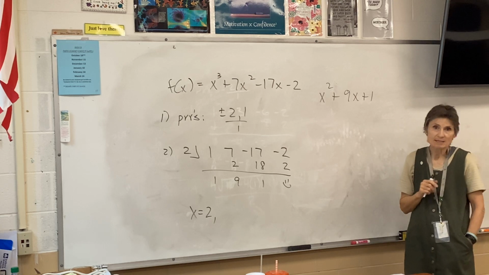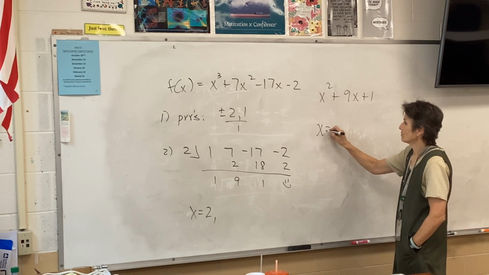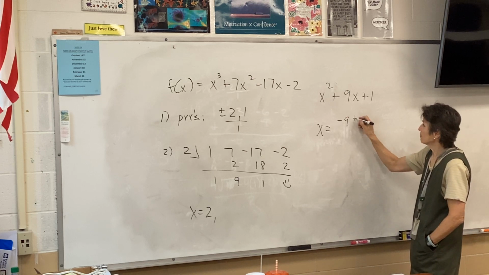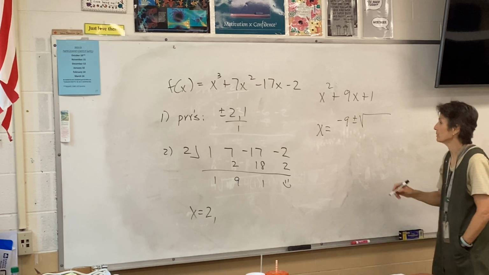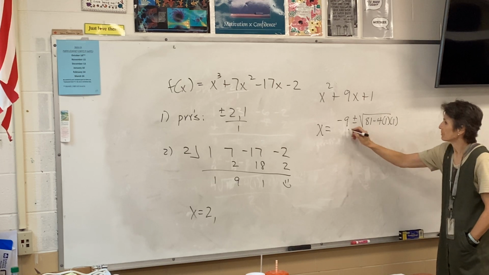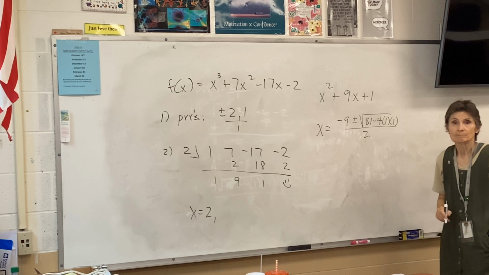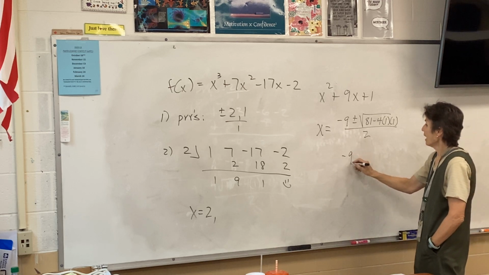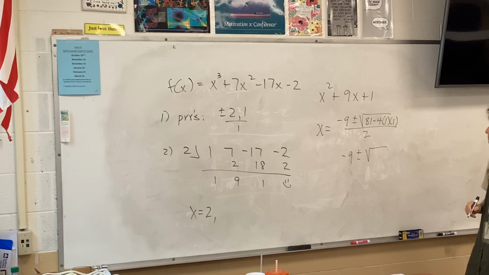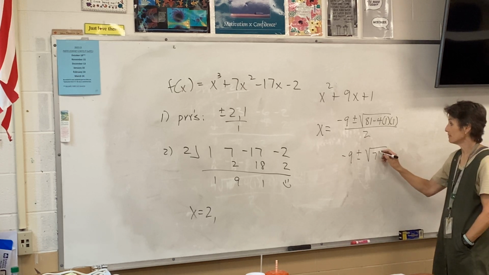This obviously does not factor, so we'll use the quadratic formula. X equals negative b plus or minus the square root of b squared minus 4ac all over 2a. Negative 9 plus or minus the square root of 77.